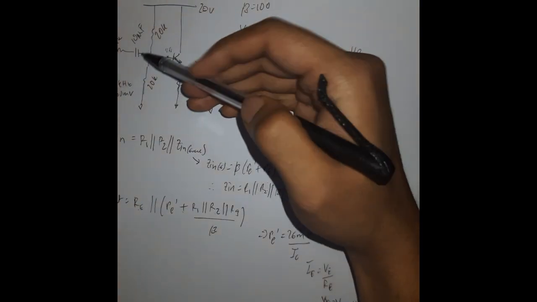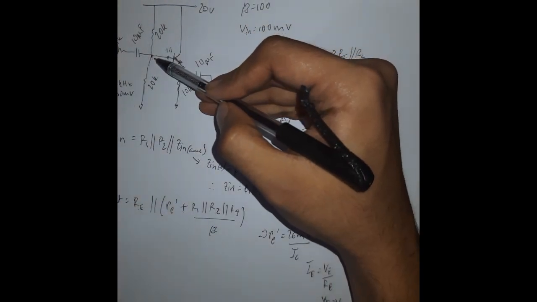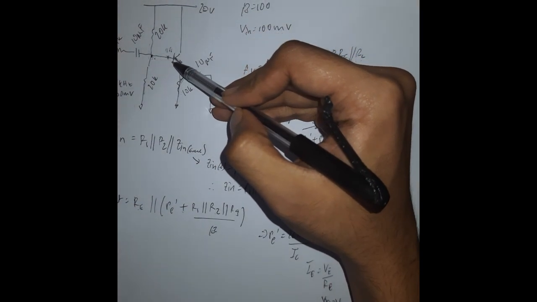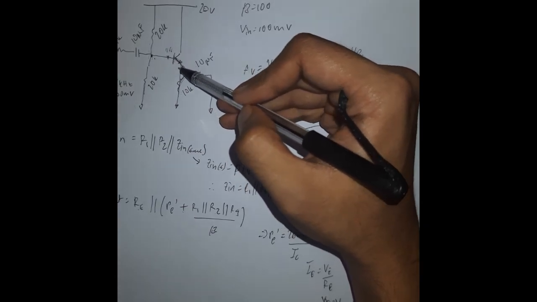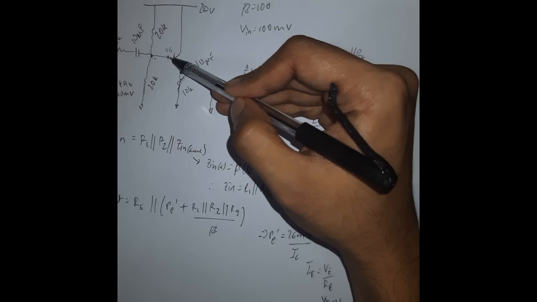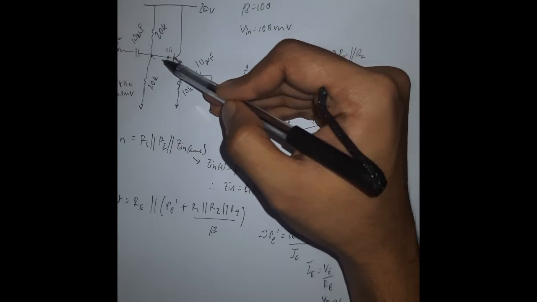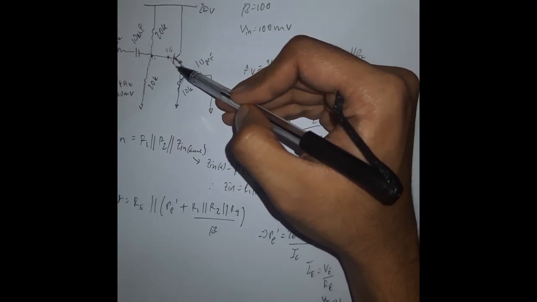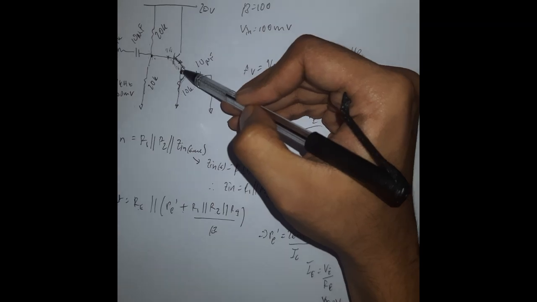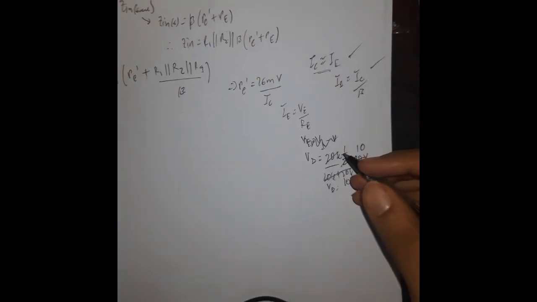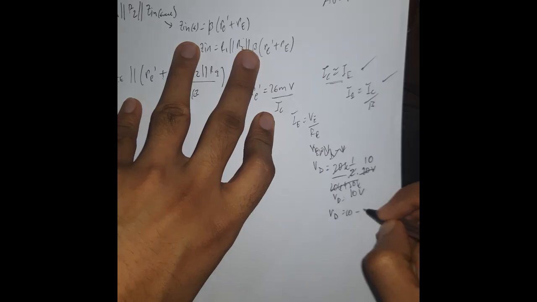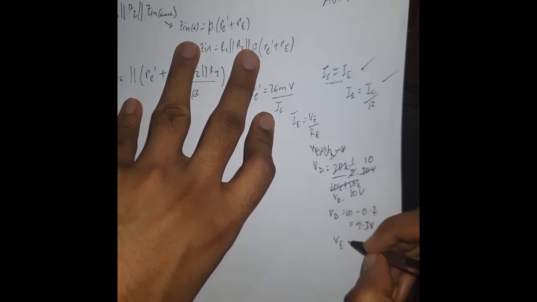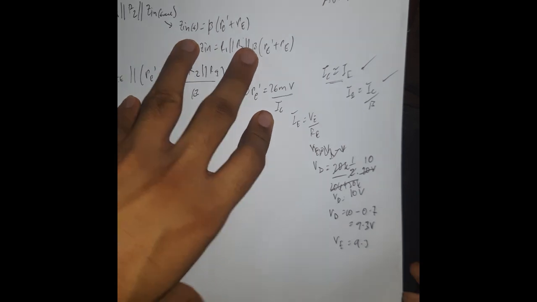So in this region, the voltage is 10 volts. Then there is a further voltage drop, which is 0.7. That is the base emitter voltage drop. So 10 minus 0.7 will give us 9.3 volts in this region. Therefore, our VE is equal to 9.3 volts.